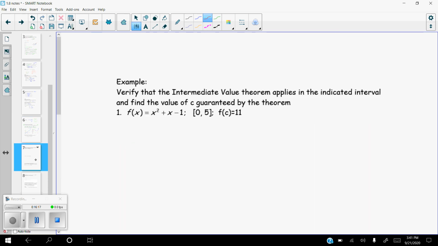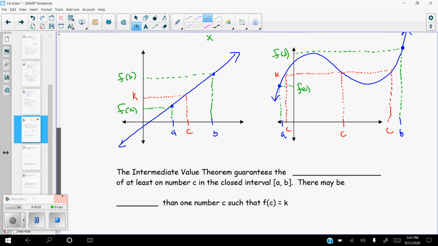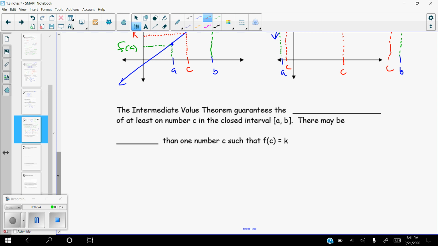All right, so let's actually work out a problem. Oh, sorry, I skipped the bottom of that page. So the intermediate value theorem guarantees the existence of at least one number C on the closed interval from A to B. There may be, as we just saw, more than one number C such that f of C equals K.